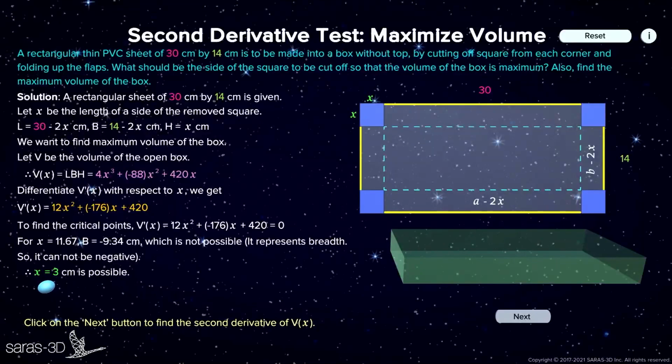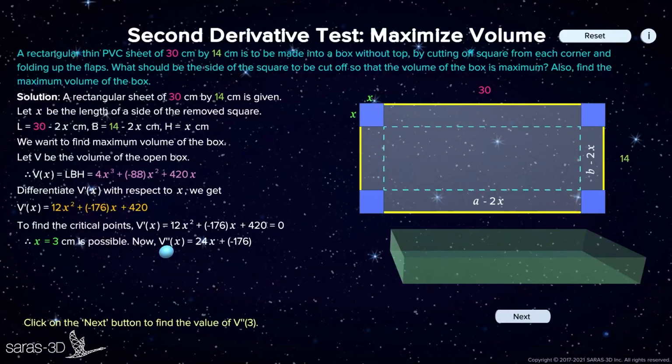So now let us substitute this value of x equal to 3 to find the second derivative of v of x. So now what will be the second derivative of v at x, or we can say v double prime of x? That will be what? From here we can find it out. It will be 12 times 2x. So it will be 24x. This will be just minus 176.